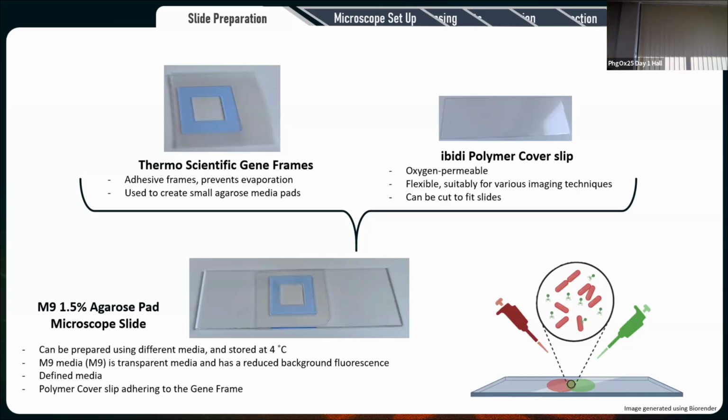One of the reasons why we chose M9 media over, let's say, LB agarose, is because M9 is a transparent media, so there's not much background fluorescence. The samples are added to both sides of the pads, and they mix in the middle. Another reason we use this cover slip is because those who work with Bacillus know that it will not survive at low oxygen levels. So this is an oxygen permeable cover slip that we use.